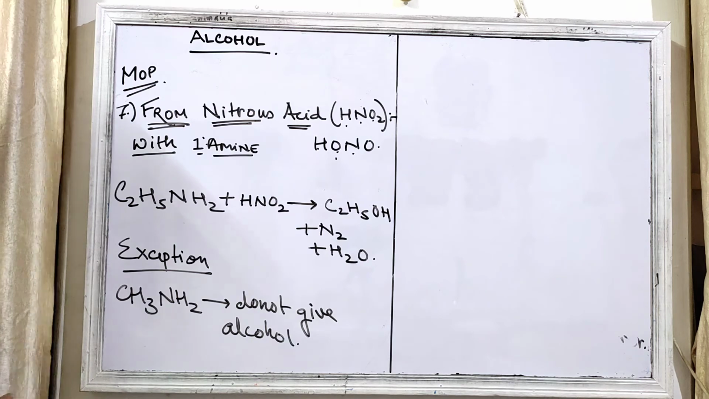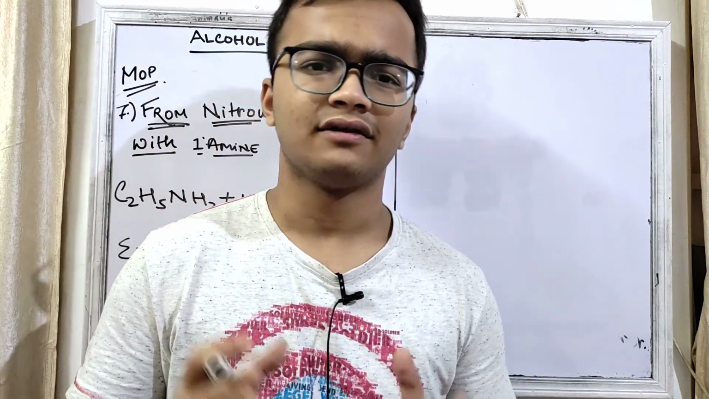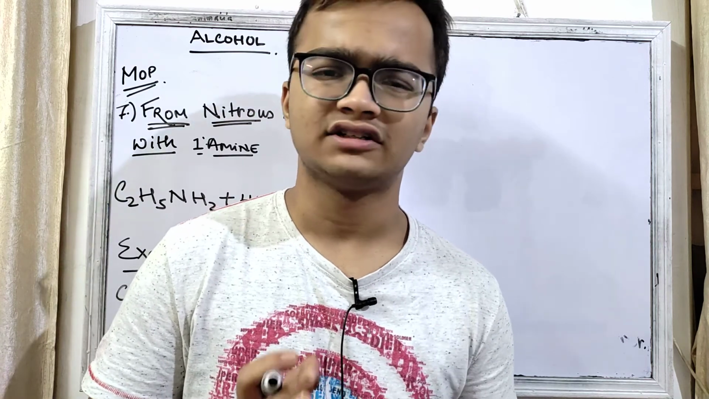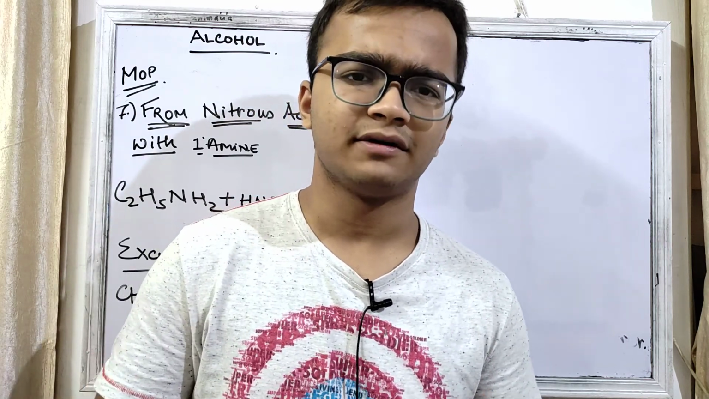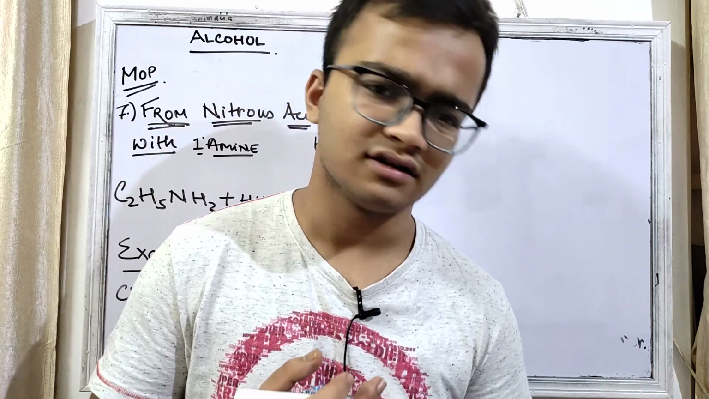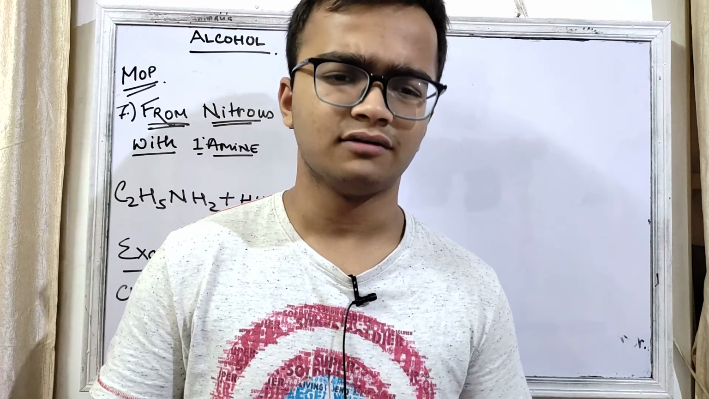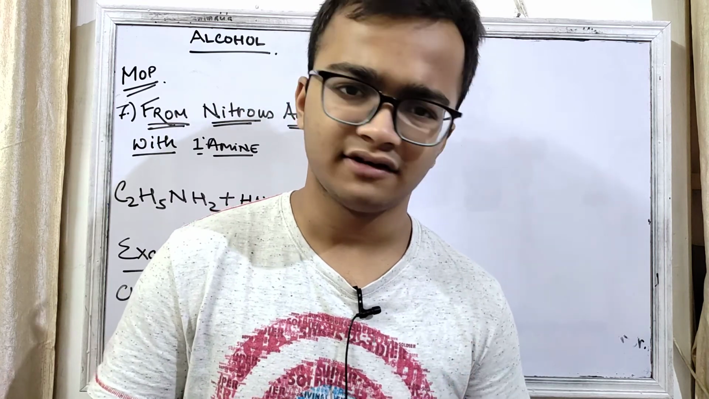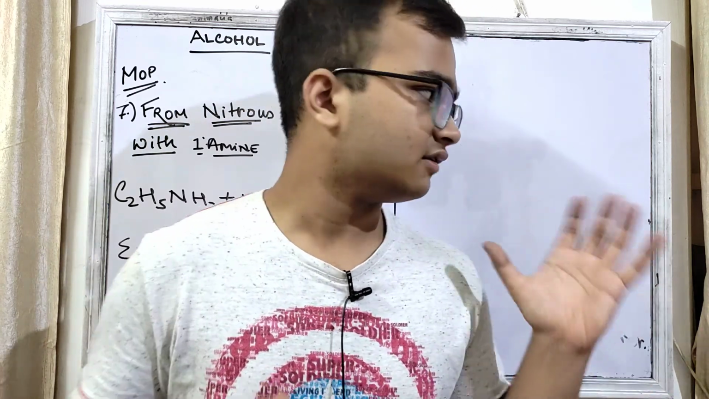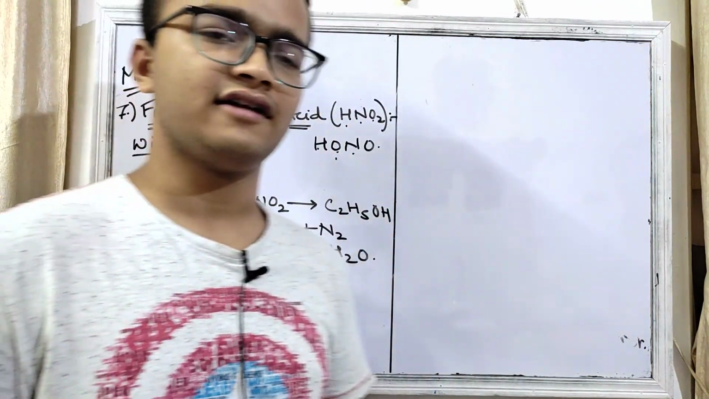So this was all about the methods of preparation of alcohol. We have studied the various methods of preparation of alcohol. First one was, I suppose, the alkyl halide. Second one was the preparation from the acid catalyzed addition of water. The next one was oxymercuration, demercuration, followed by the hydroboration oxidation. Then from the reduction of aldehydes and ketones, from the carboxylic acid derivatives and esters, and then there was the Grignard reagent part, and at last the nitrous acid part.